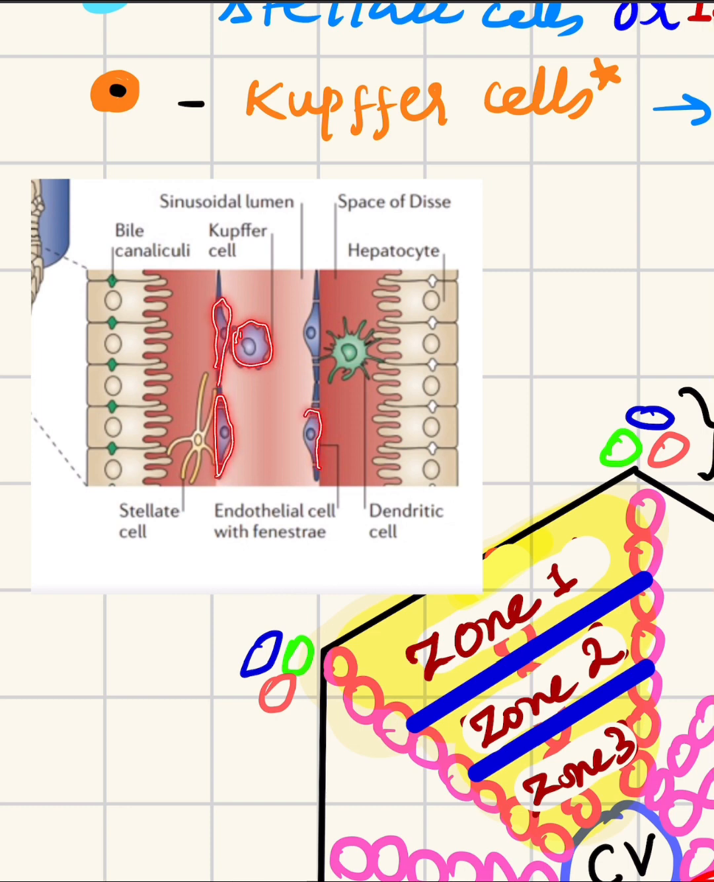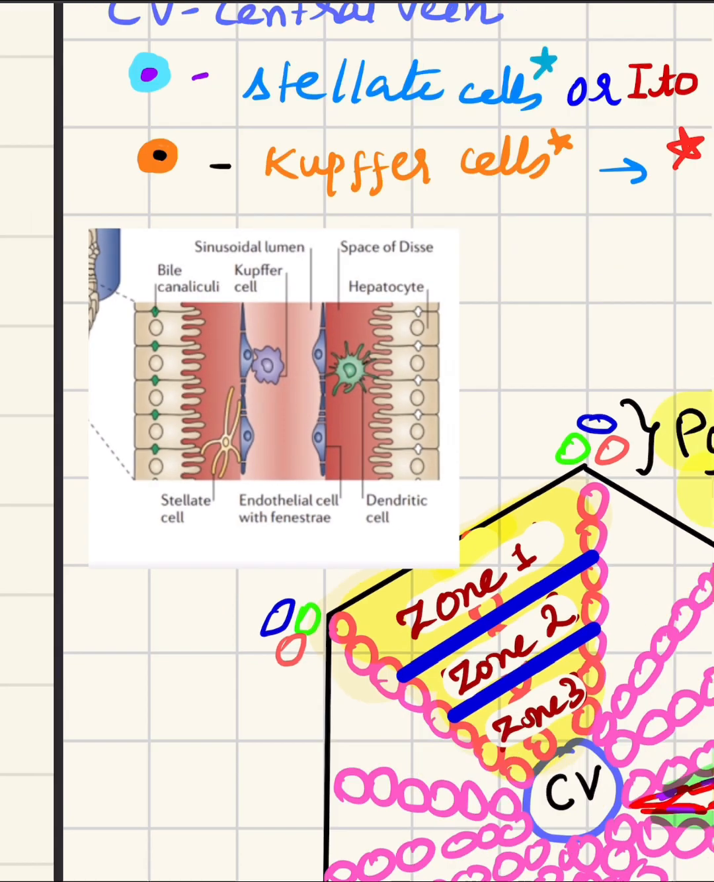We know any vascular channel is lined by endothelial cells. Additionally, the Kupffer cells are there. And this space between the hepatocyte and the endothelial cells is the space of Disse, and it has these stellate cells or cells of Ito.